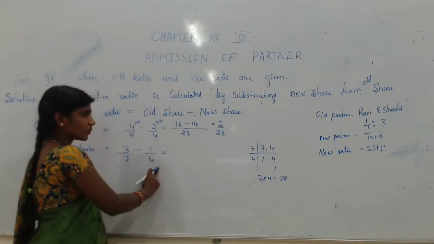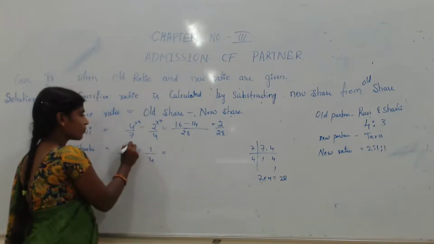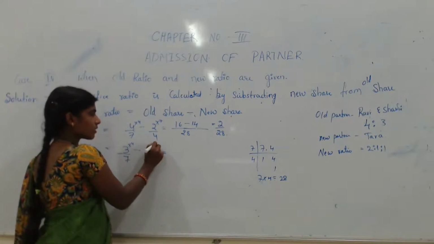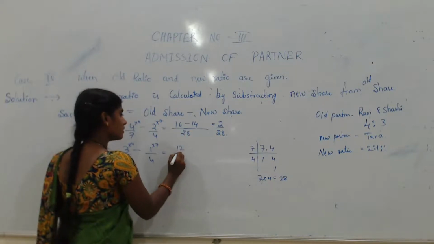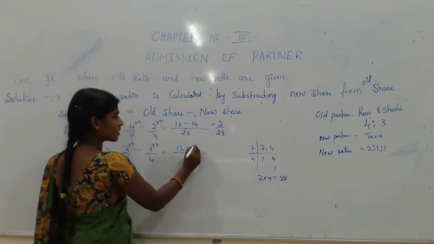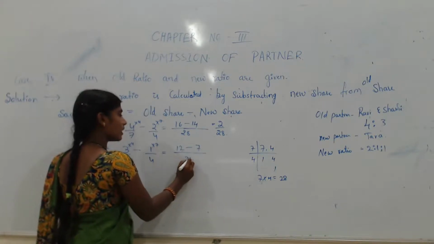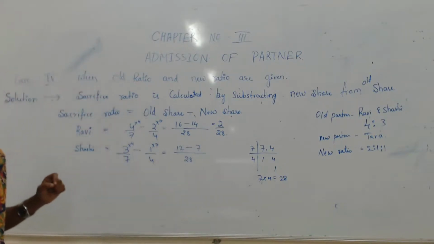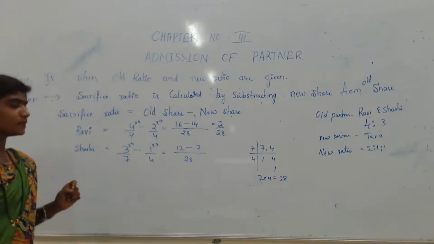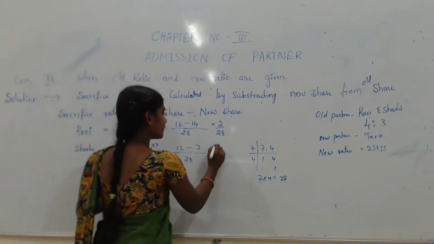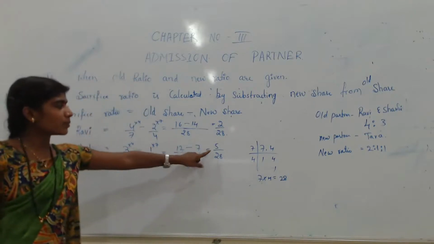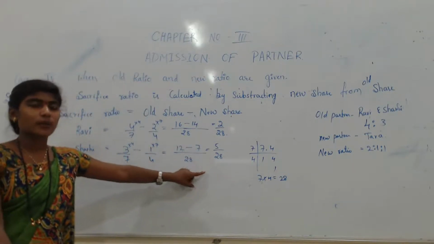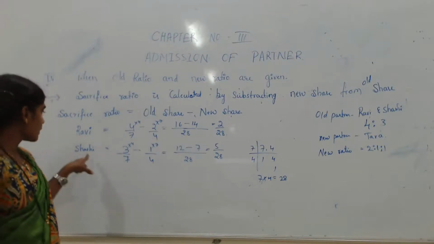Then LCM 28. So 7 4s are 28, 4 7s are 28. So 3 4s are 12 minus 1 7 is 7. So 28. 12 minus 7, then 5/28. 5/28 is the sacrifice share of Shashi.